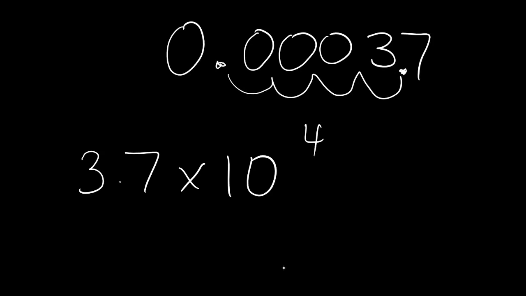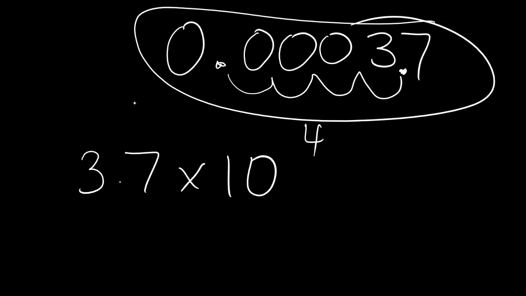But is that right? No, it's not. Why? Because the number we're trying to represent is actually smaller than the number that's here. So we actually have to put a negative sign in front of our exponent. So instead of it being 3.7 times 10 to the fourth, it's 3.7 times 10 to the negative fourth. So remember that when writing scientific notation.